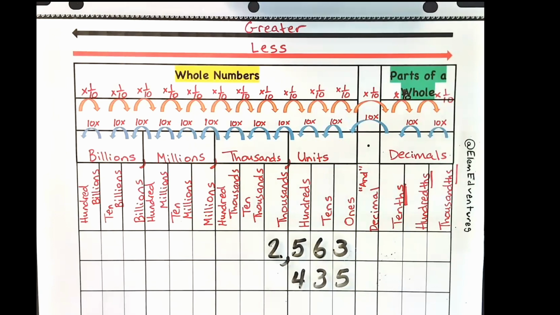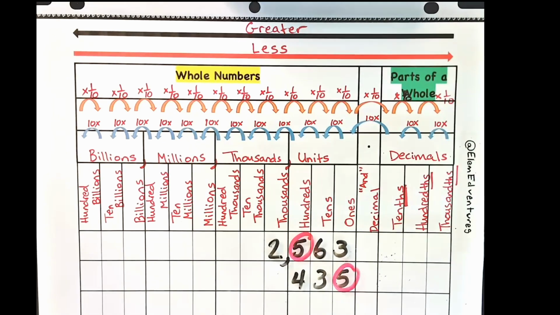This time, I'm going to take a closer look at the digit 5. The digit 5 in the number 2,563 is in the hundreds place. The 5 in 435 is in the ones place. This time I'm going from the hundreds to the ones, which means I'm moving from left to right. I'm decreasing my value of the digit.